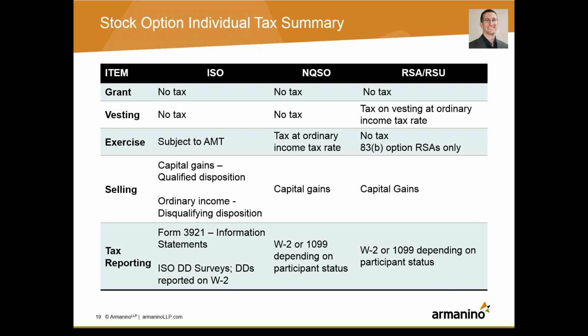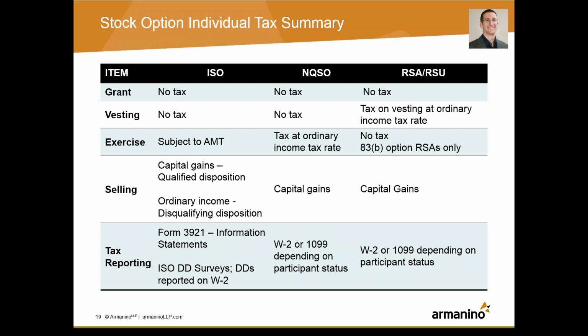This next slide is, hopefully, a reminder for folks on the different taxable impact of the different types of award that we typically see. ISOs and non-quals: again, no tax at grant or vest. As we talked about, the ISO is subject to AMT at exercise, whereas a non-qual is taxed at the ordinary income tax rates. When they sell, we just talked about disqualifying dispositions. And for non-quals, there is no such thing as a disqualifying disposition, just capital gains.